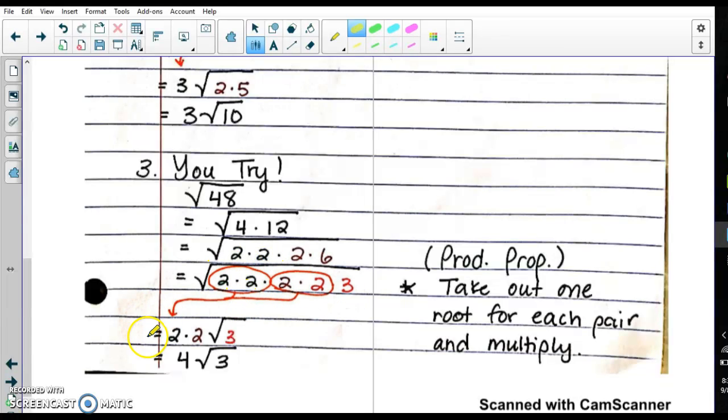Okay, so each 2 is going to come out because it represents a root. And when they come out, they multiply to make 2 times 2, which is 4. And then your final answer will be 4 square root of 3.